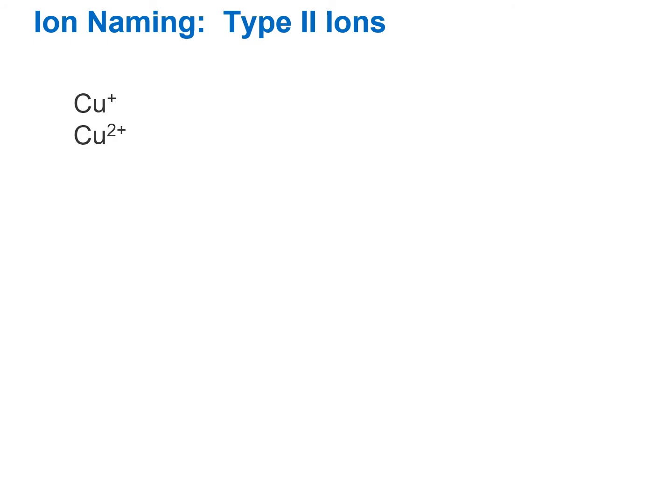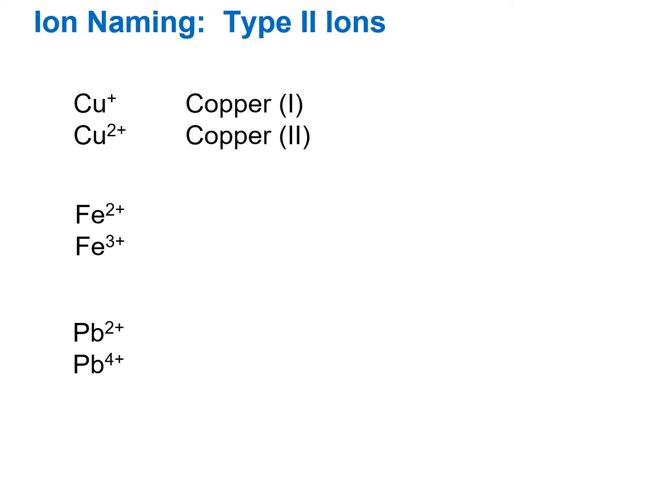So let's look at some type 2s. These are some examples of type 2. So the first one is copper. We have copper that can have a positive 1 charge. We have copper that can have a positive 2 charge. Now, how do we convey to our reader that we're talking about the copper with the positive 1 charge versus the copper with the positive 2 charge? That's actually pretty simple. We would say copper, and if it's the one that has the positive 1 charge, we would put a Roman numeral 1 in parentheses after it. If we were talking about copper with the positive 2 charge, we would put copper with the Roman numeral 2 after it. How's that for simple?